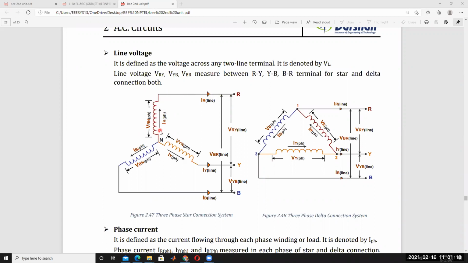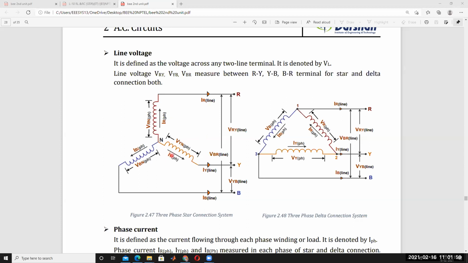This phase current, IR phase, coming to the outside of this circuit is called IR line. These two are connected in series. That's why whatever the current is here, the same current flows across this line. That means phase current is equal to the line current in a star connected system. It's series, right? The phase winding and this line are both connected in series. That's why this current is equal to this current. The IR phase is equal to the IR line.